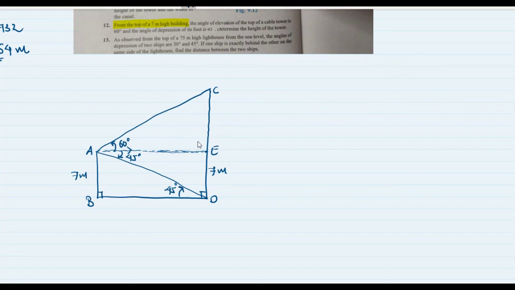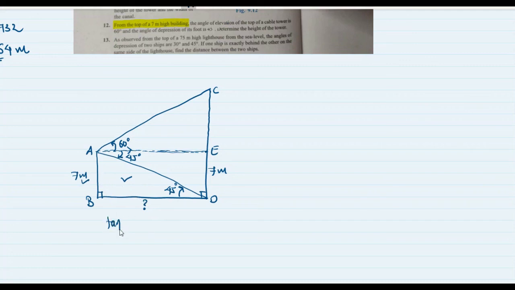Now what they are asking is the height of the tower. So first we'll use this triangle ABD, and we'll find this distance BD, the distance between this building and the tower. That's very easy, because if I want to find this distance, and I know this, see, if you notice, this is opposite and this is adjacent.